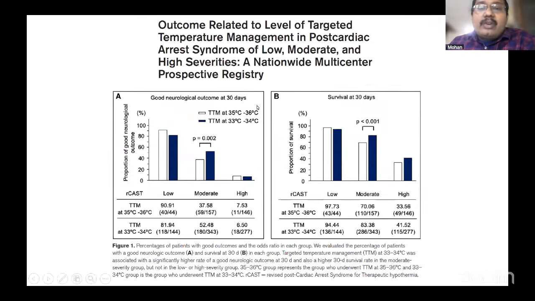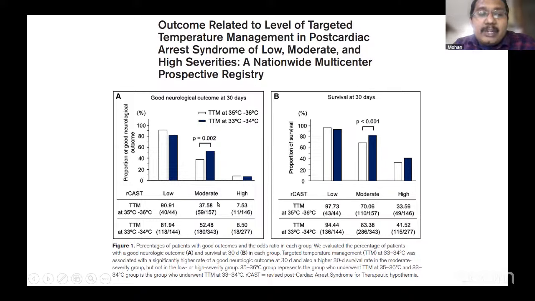Now, taking this forward, there was a nationwide multi-center prospective registry in Japan. What they did was move away from the traditional measures of severity like in-hospital or out-of-hospital cardiac arrest. They used something called the revised post-cardiac arrest syndrome score, the rCAST score, and divided patients into low, moderate, and high rCAST scores. And they looked at whether TTM is helpful for them at either 33 to 34 degrees or 35 to 36 degrees.